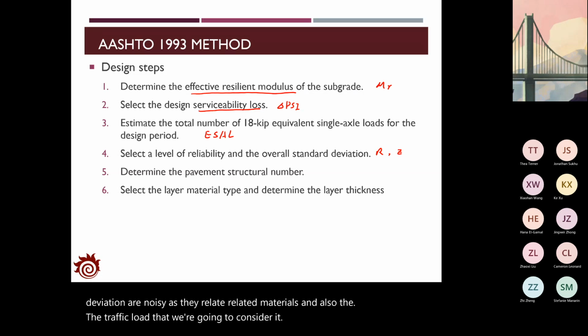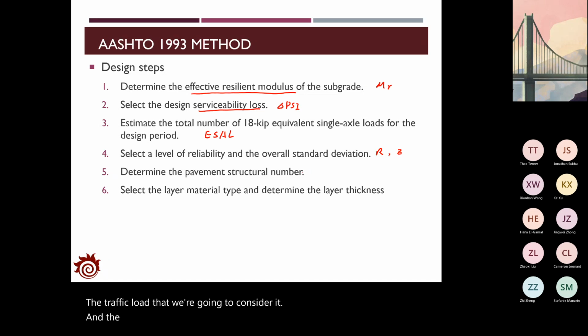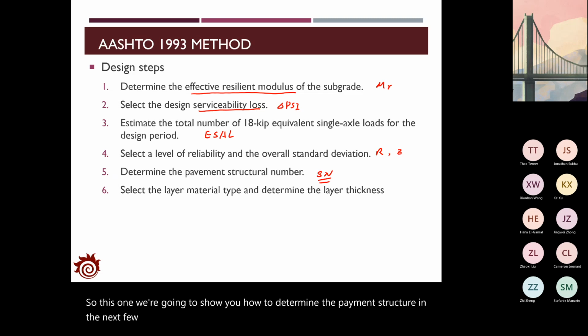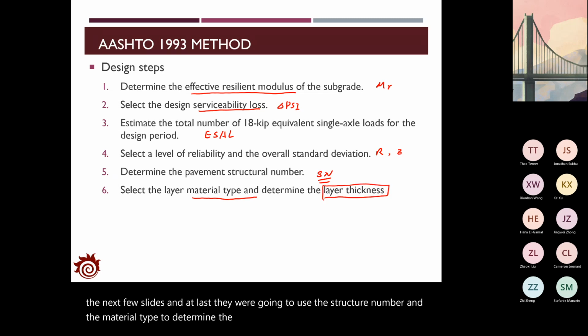And third, we have to determine the pavement structure number. This one, we're going to show you how to determine in the next few slides. And then last, we're going to use the structure number and the material type to determine the thickness of the pavement layer. This would be the ultimate goal.